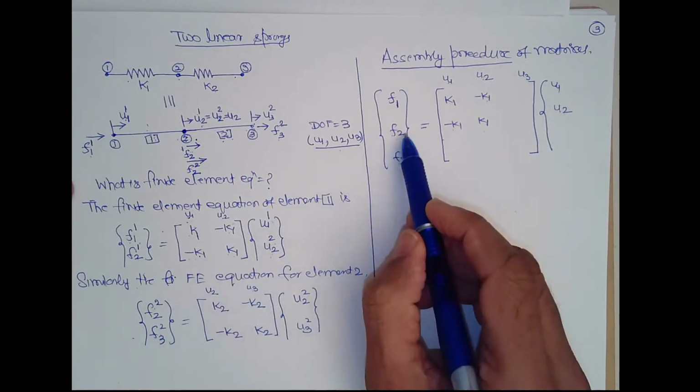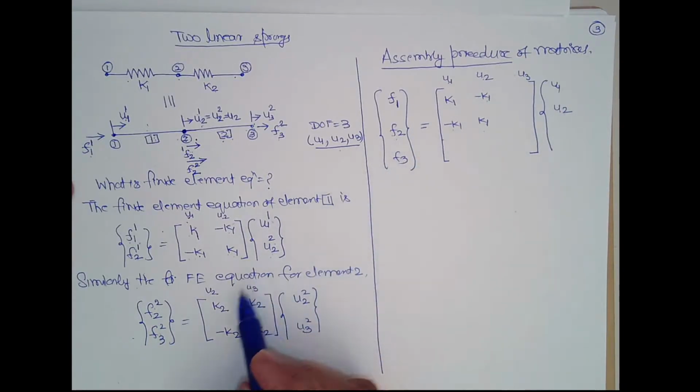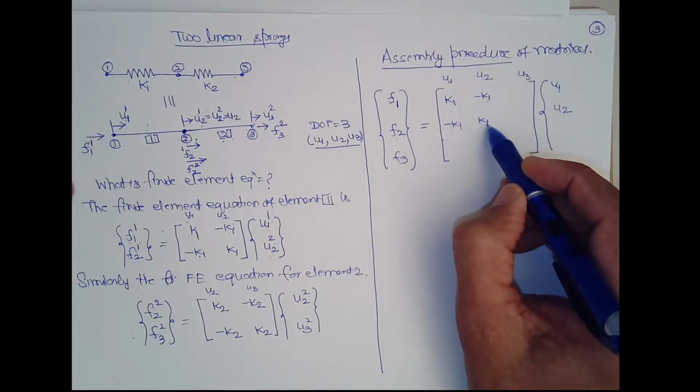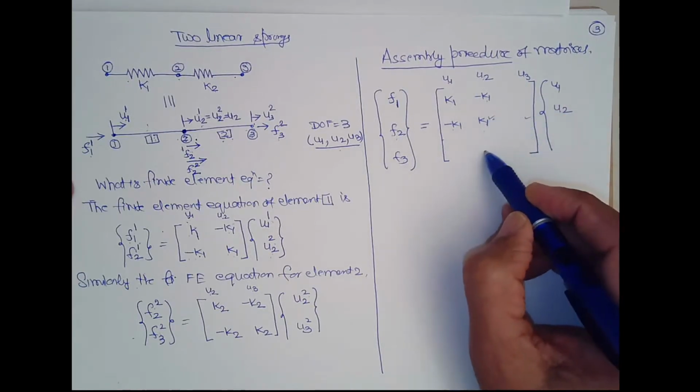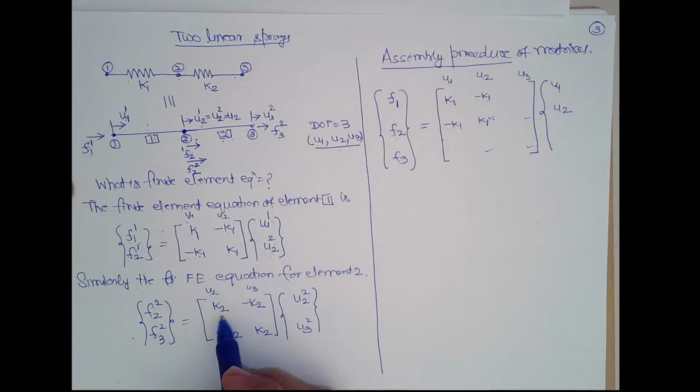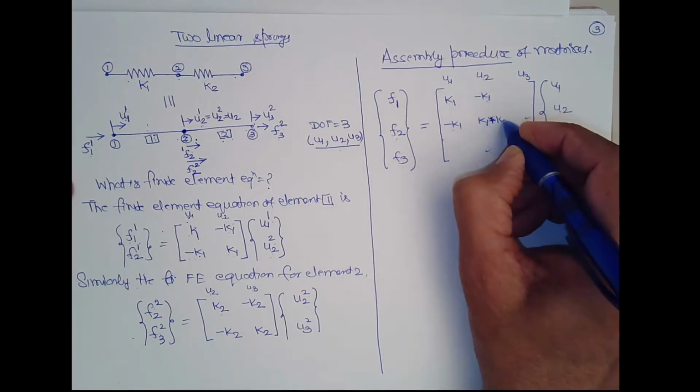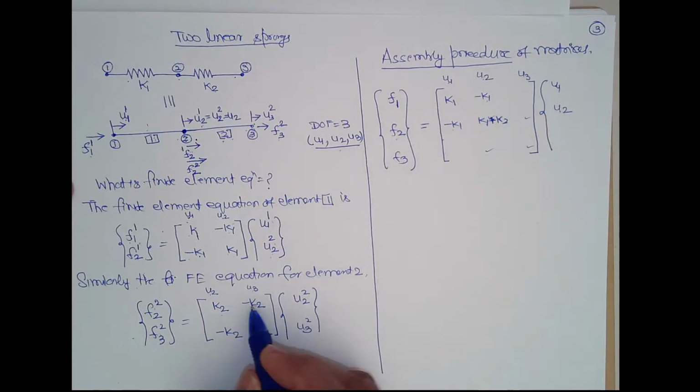Second part is coming, F2 and F3. Connecting U2, U3, U2, U3. So the U2, U3 connection starts from this point, this point, this point. So what is this? K2. Simply write K2 and add it.